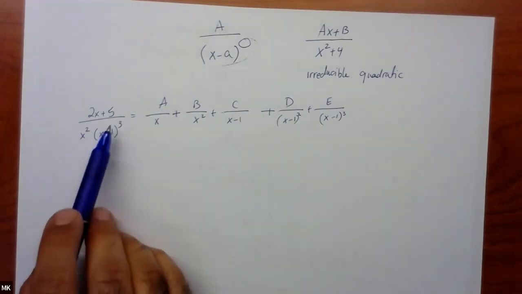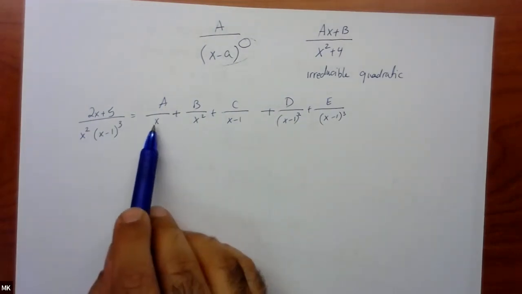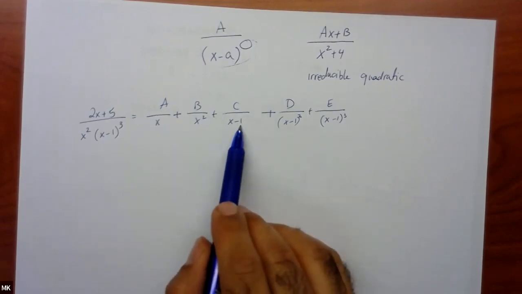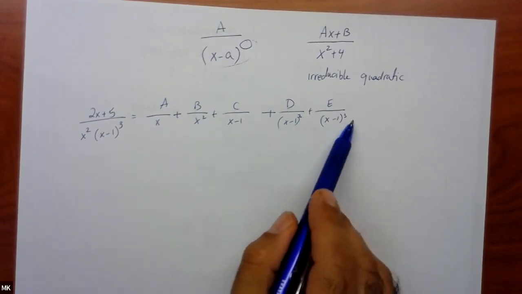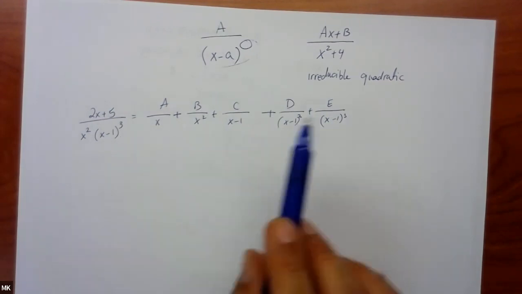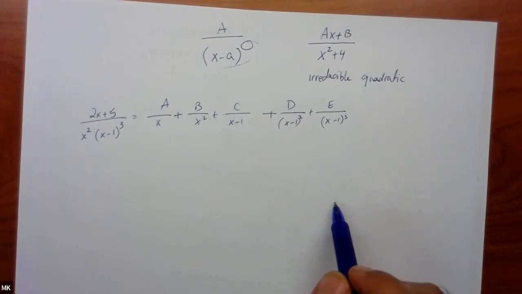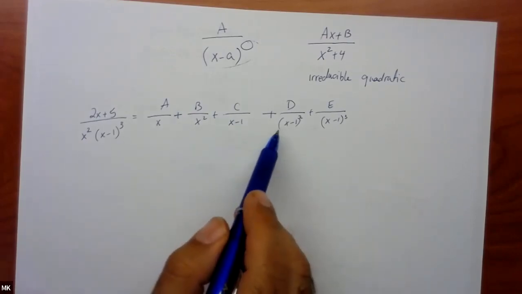So whenever you have a certain power, you have to consider everything from 1 to that power. So x to the 1 and x to the 2, x minus 1 to the 1, x minus 1 to the 2, x minus 1 to the 3. If it was a fourth power here, then you go all the way to 4. So that's how you're supposed to set it up.